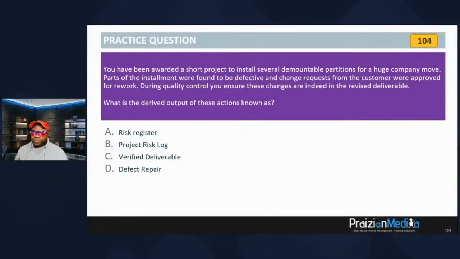Here it is. You have been awarded a short project to install several demountable partitions for a huge company move. Parts of the installment were found to be defective, and change requests from the customer were approved for rework. During quality control, you ensure these changes are indeed in the revised deliverable. What is the derived output of these actions known as?